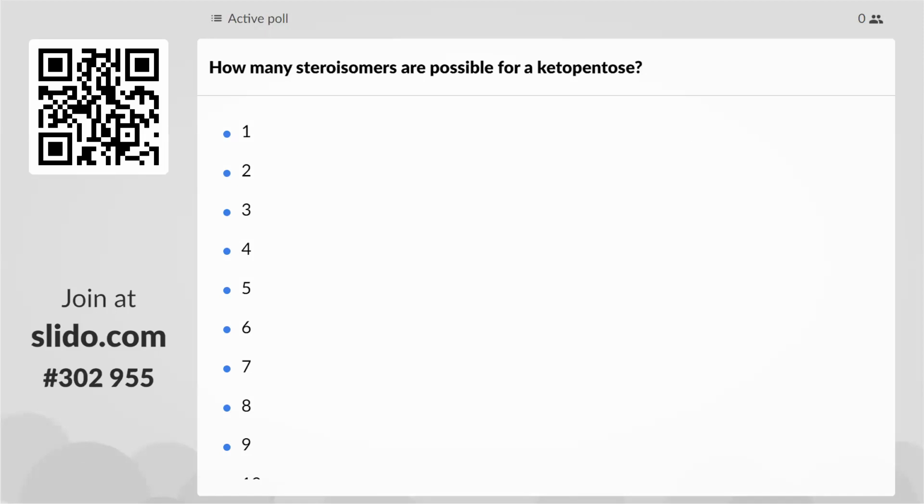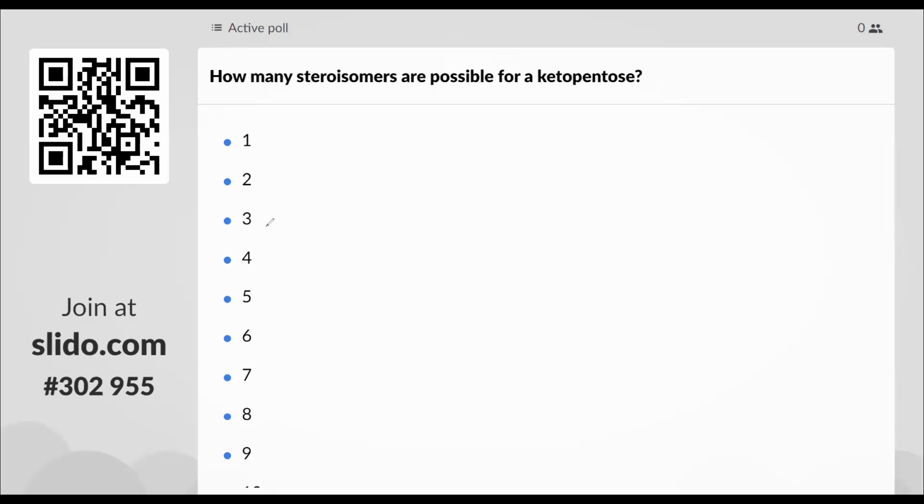So here we have our first question. For these, please pause the video and try it before you look for the answer. How many stereoisomers are possible for keto-pentose? The first thing we need to do is simply write down what a keto-pentose looks like. So 1, 2, 3, 4, 5. There's our pentose. Remember, pentose means 5. Keto means the C double bond O is on the second carbon. Then we just fill it in.